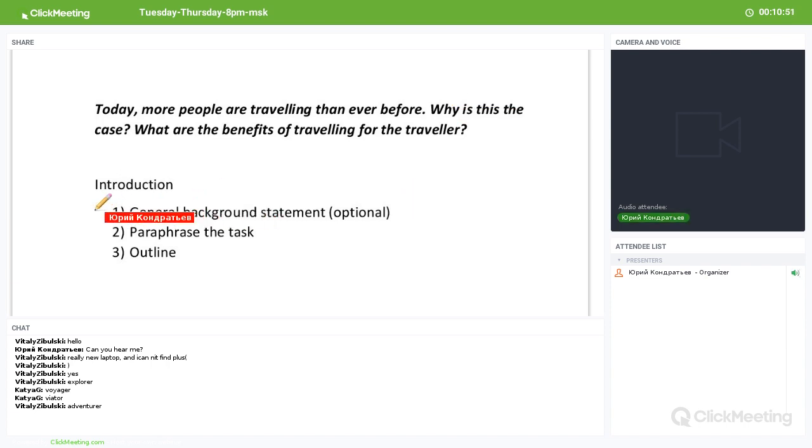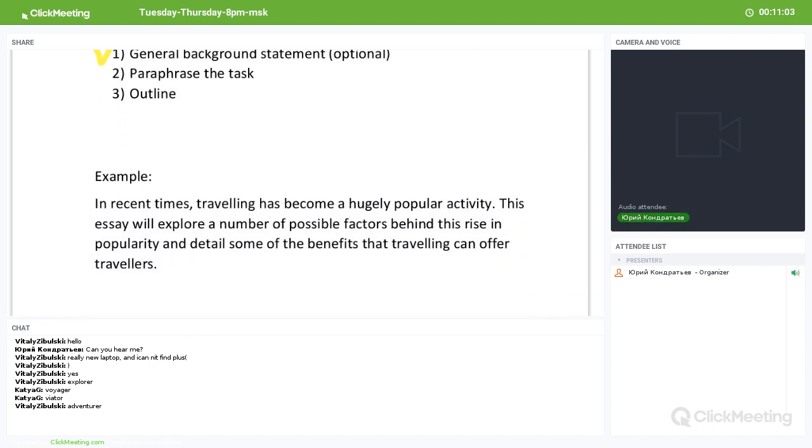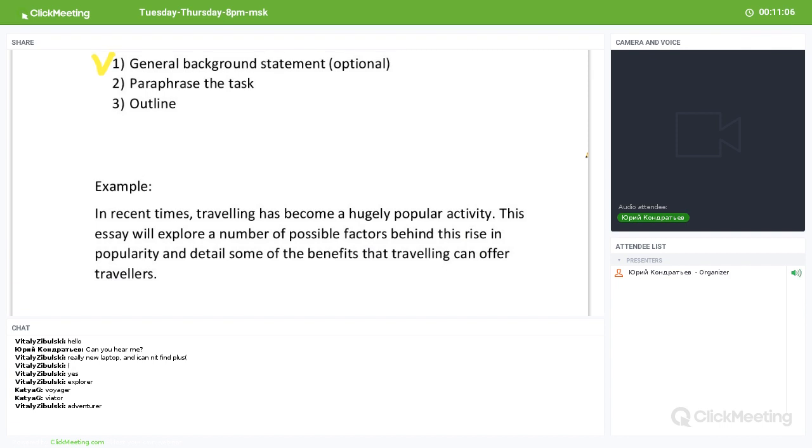Sometimes it is not necessary to write a general background statement. You just paraphrase the task and give an outline. In this essay, I'm going to talk about this or that. And here's my example. So, in recent times, traveling has become a hugely popular activity. And then an outline. This essay will explore a number of possible factors behind this rise in popularity and detail some of the benefits that traveling can offer travelers.